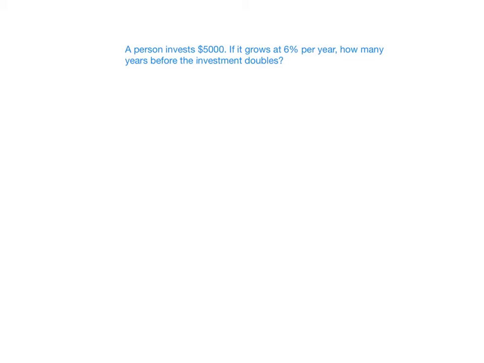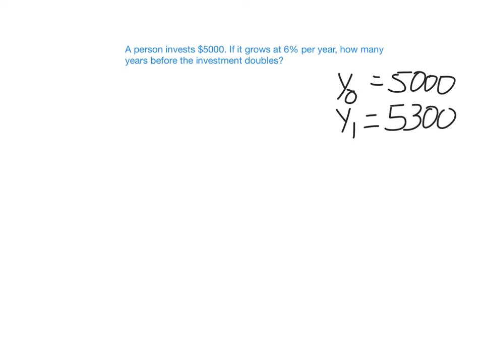Okay, so let's have a look at this question here. A person invests $5,000, it grows 6% per year, and how long before this investment doubles? So what that means is the person originally, so I'm going to call this Y0, year 0, they invest $5,000. After the first year, this has grown by 6%. So 6% of $5,000 is $300. So after year 1, their investment has added $300, so it's $5,300.